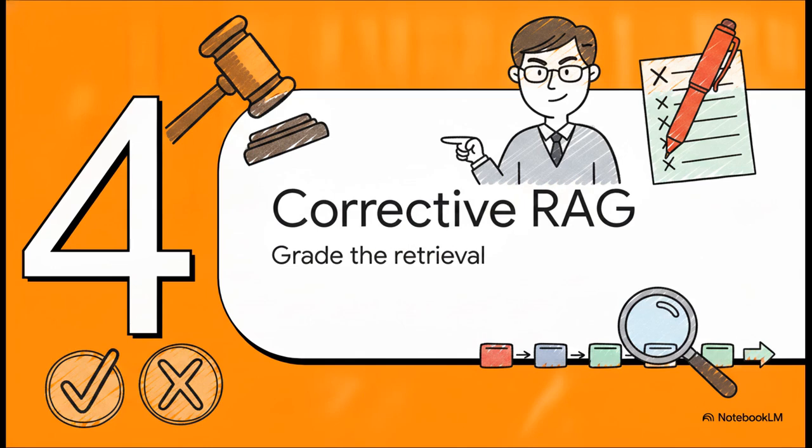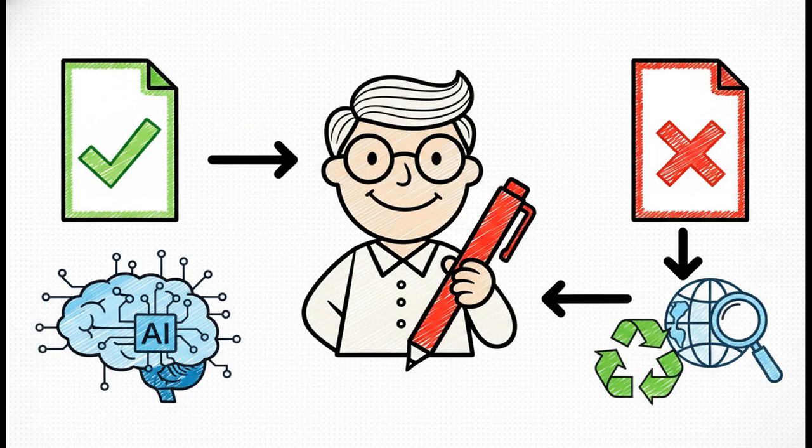Architecture number 4 is corrective RAG. It's time to grade the retrieval. Think of this one as introducing a very strict teacher into our assembly line to ruthlessly grade the work before you ever even lay eyes on it. Following the query here, the retriever pulls documents normally, but before the LLM gets to see anything, an evaluator steps in.